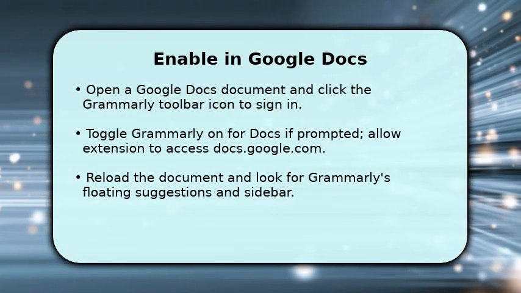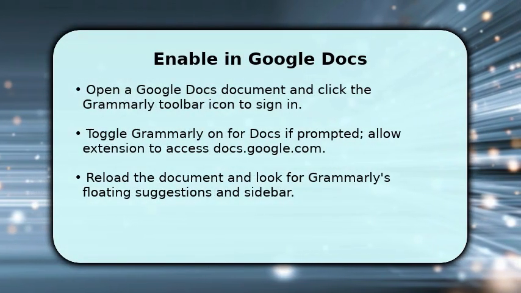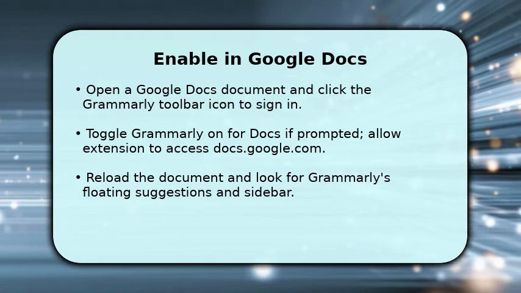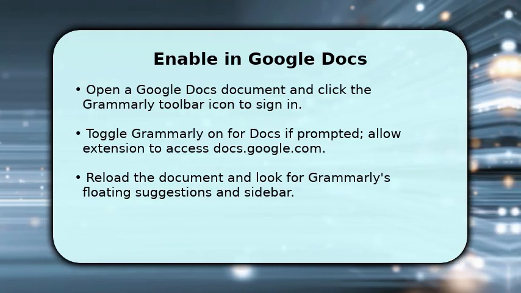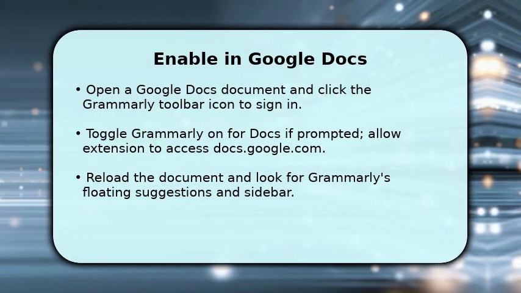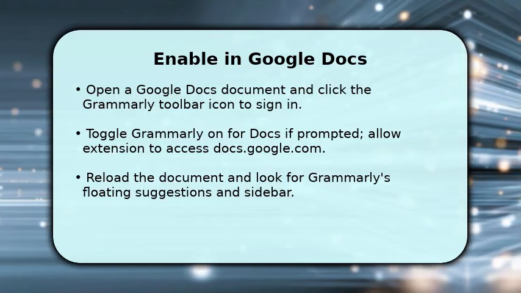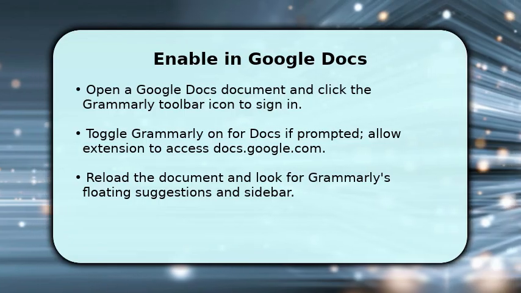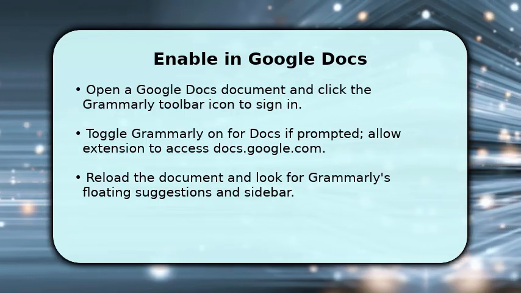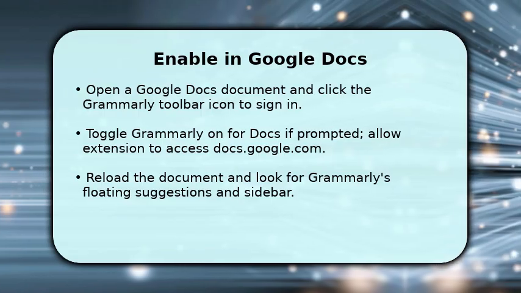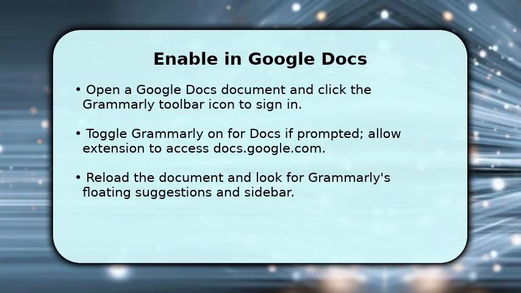Next, open a Google Docs document and click the newly installed Grammarly icon. You'll sign in or connect your Grammarly account here, which links suggestions to your profile. Then, enable Grammarly specifically for Docs.Google.com when the extension asks for site access. This permission is required for inline suggestions.